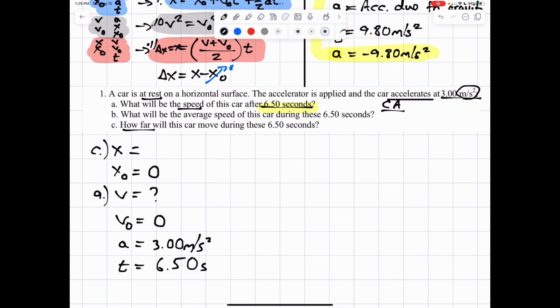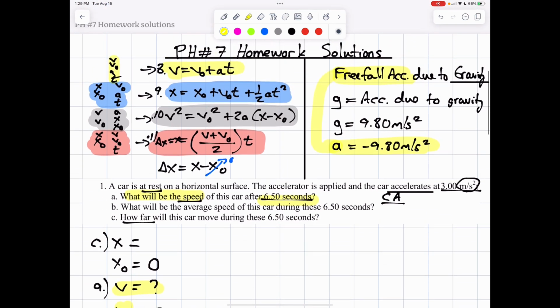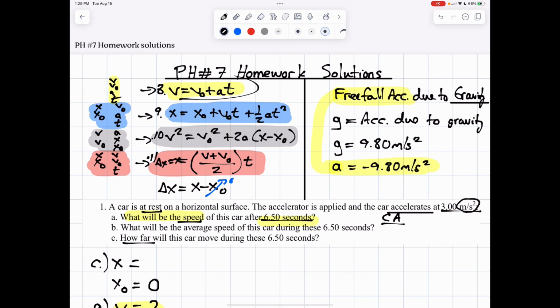Let's go ahead and begin. If we're going to look at part A, what will be the speed of the car after 6.5 seconds? We're looking for this. Keep in mind you have these given to you. Well, if we play matching game here, that looks like that list right there. So we're going to use equation number 8.